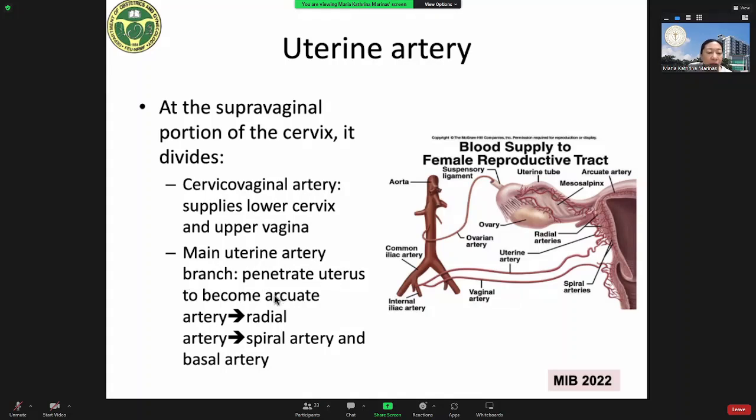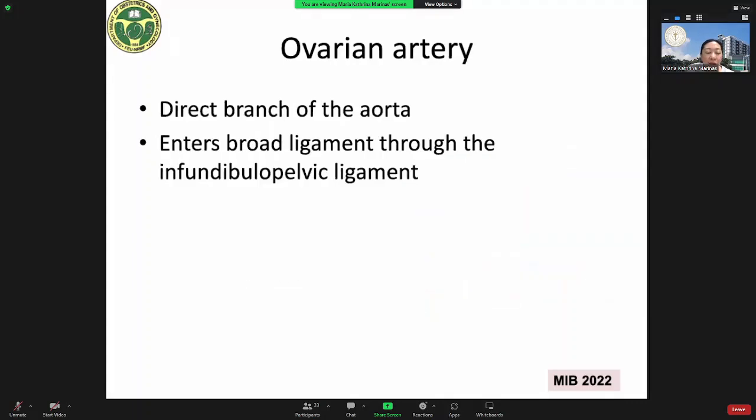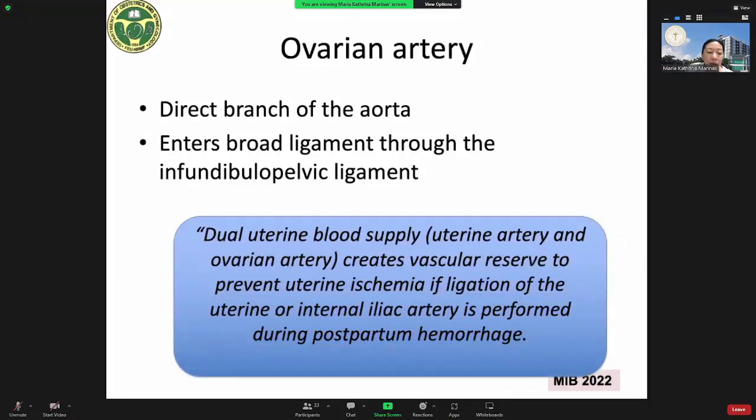The main uterine artery branches to penetrate the uterus to become the arcuate artery, and then the radial artery, and then onto the spiral artery and basal arteries. The ovarian artery is a direct branch of the aorta, and it enters the broad ligament through the infundibulopelvic ligament. So the dual uterine blood supply created by the uterine artery and the ovarian artery creates a vascular reserve to prevent uterine ischemia if ligation of the uterine or internal iliac artery is performed.